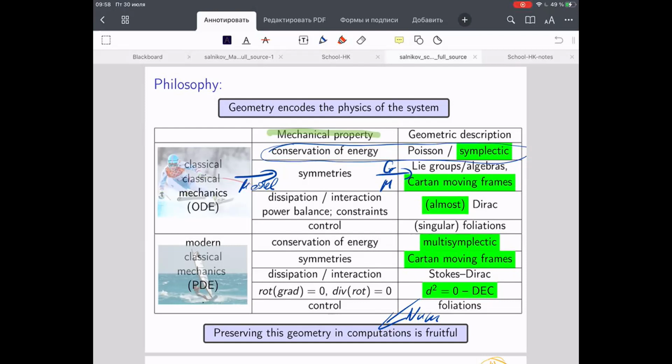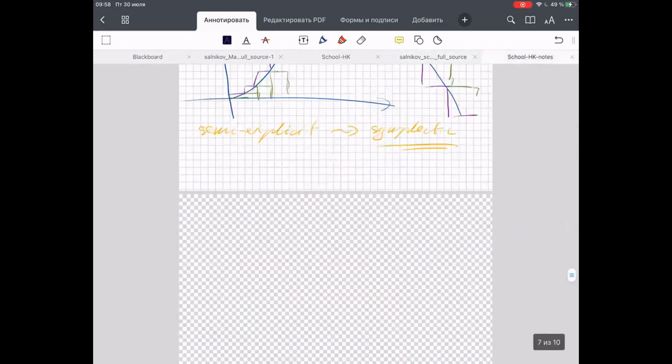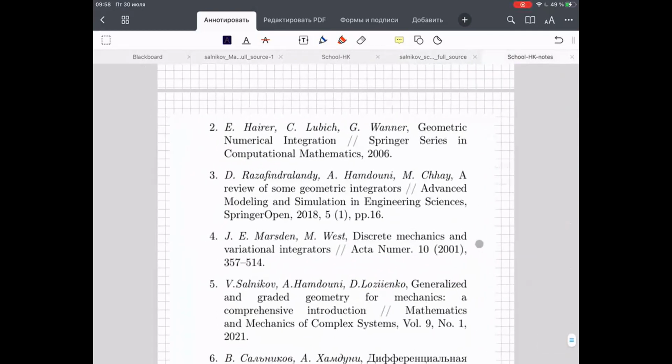Okay, let me maybe just finish with some references. It seems that the tradition is to give some references. So if you want to go further, if you want to get more details, there is a text which is probably one of the Bible sources about geometric integrators. This is a book of Hairer, Lubich, and Wanner. At least all the symplectic business I told you and some more is there.